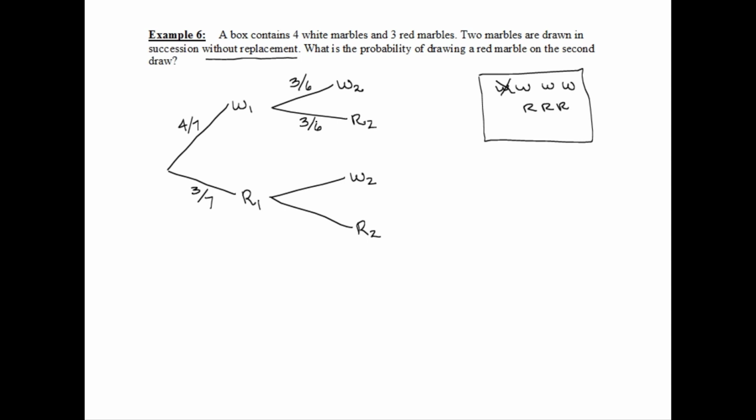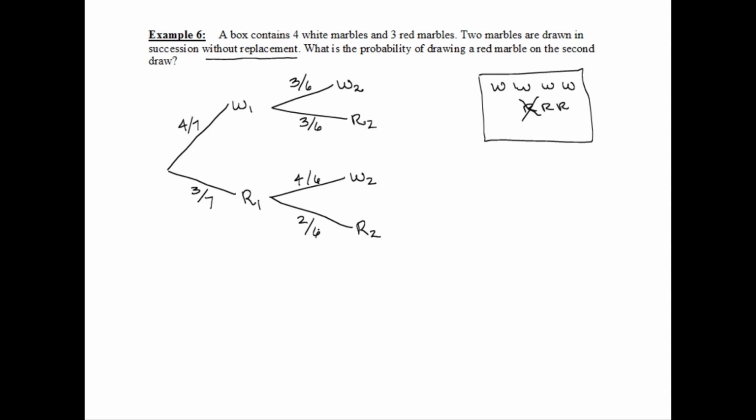Now we move to the bottom half of the tree, and we assume that red was drawn on the first draw. So now let's put this white marble back. And now what's happened? Now we drew a red on the first, so now one of these is gone. So now we have 6 marbles, 4 are white. So 4 sixths for W2, and then 2 sixths for R2. Hopefully that makes sense.